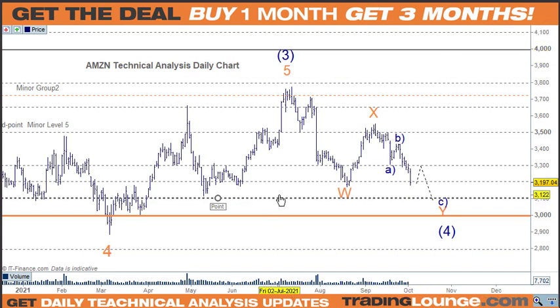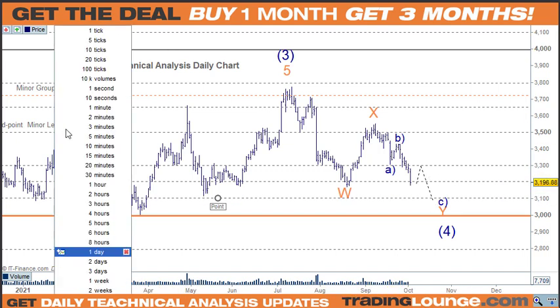So with Amazon here, a W, X and Y here. So yeah, we still got further to come down through here. The other thing about this is that this is a major level here, major level 3, and then we've got group 1 above at 1, 2 and 3. So we can expect the market to bounce around a little bit in here.